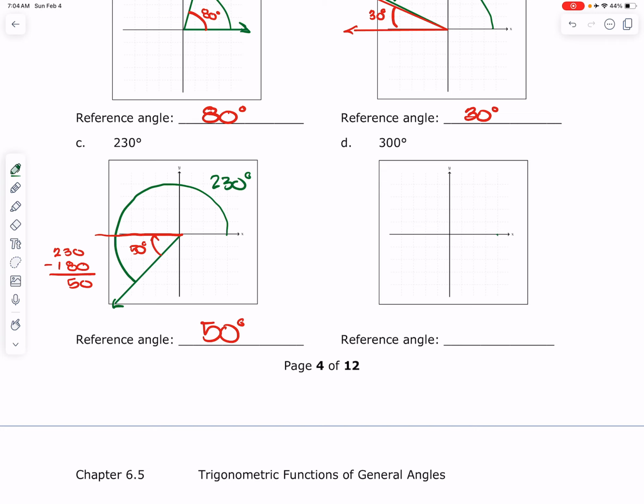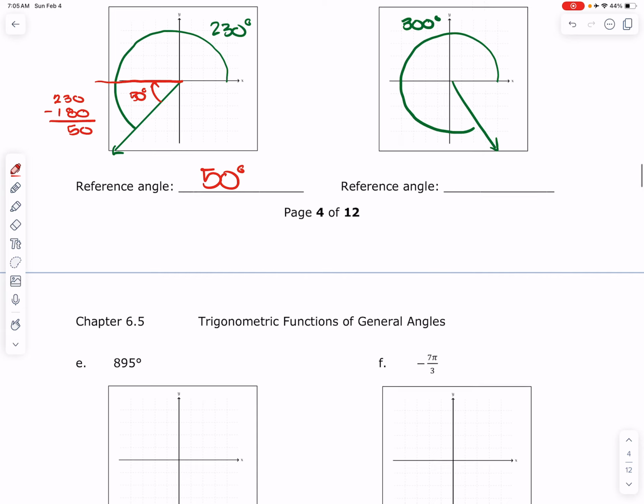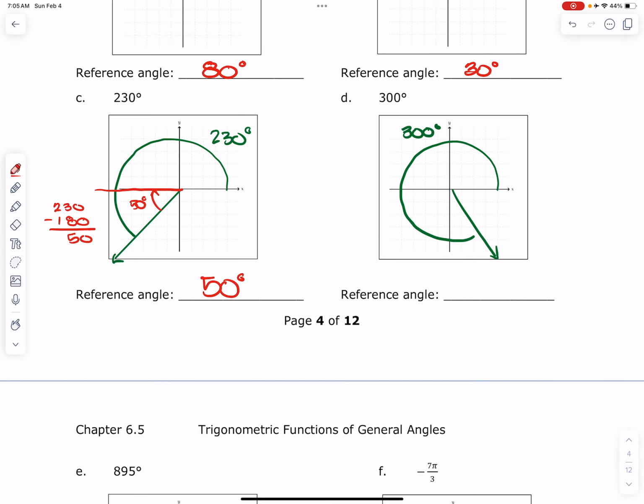And for D, we are going past 180, past 270. Here's my 300-degree angle. To figure out my reference angle, I need to figure out how shy I am of 360. So in this case, I'm going to take my all the way around, figure out which piece I'm missing. I got a reference angle of 60 degrees.